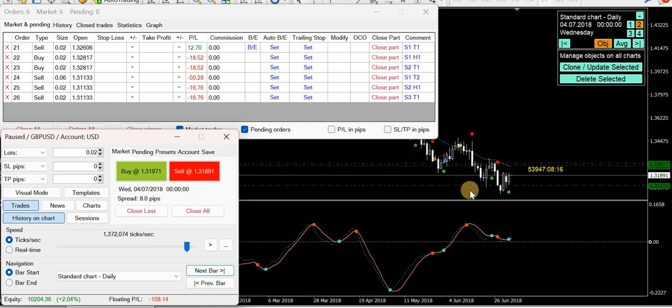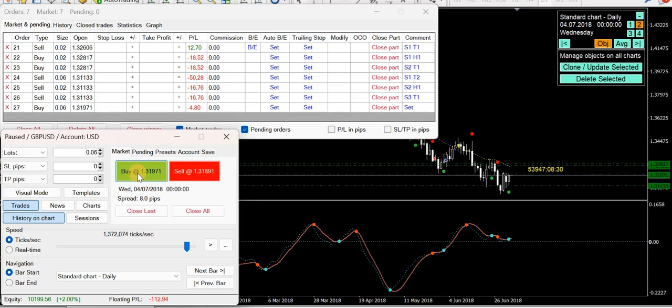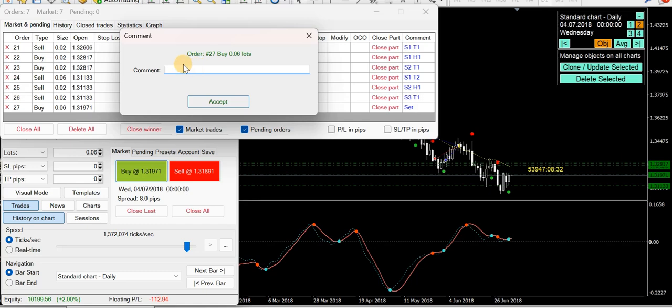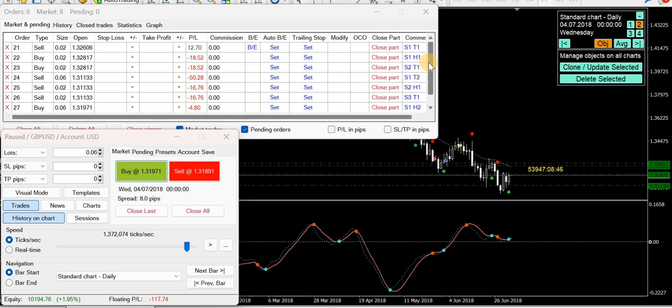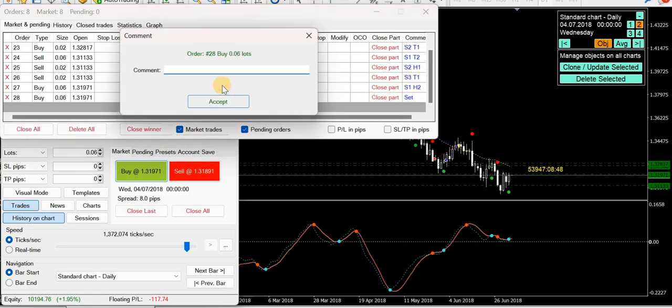Right, now what do we do? Sell, buy, sell, buy. So sequence 1. This is where it gets a little bit tricky. It's a buy. So it's hedge 2. That is sequence 1, hedge 2. Sequence 2, that's trade 2. So that's 0.062. So sequence 2, trade 2. Accept.